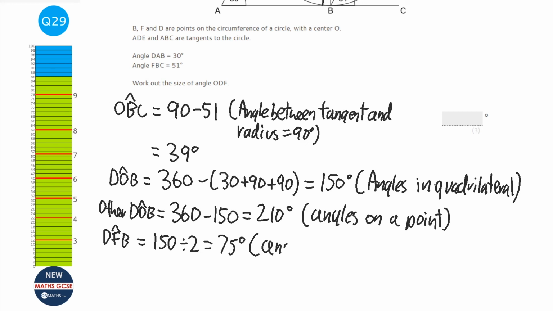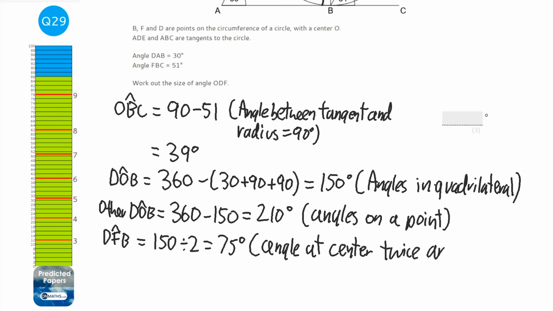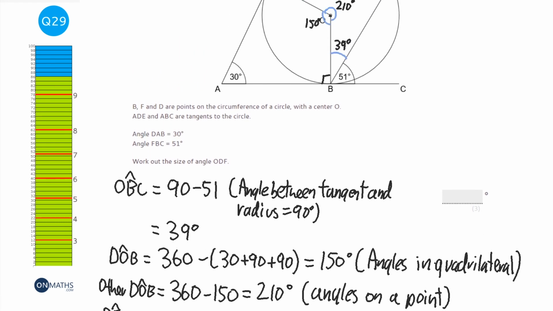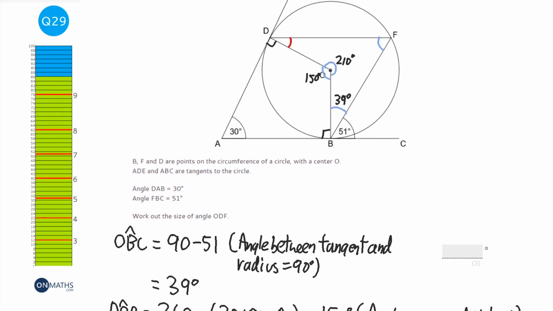So the reason is: angle at centre twice angle at circumference. Now, if your teacher's given you different ways of writing the circle theorems down, that's absolutely fine. There is no strict way of writing it down. So that's going to be 75 degrees.